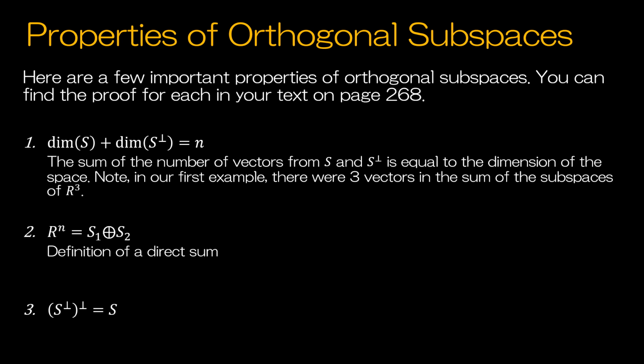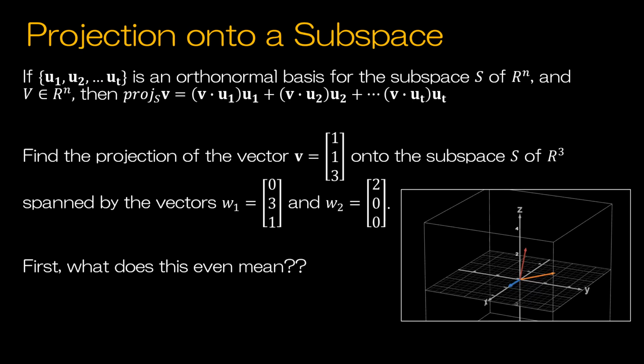Next, Rn is equal to the direct sum of S and S perp, which is just the definition of a direct sum. And then S perp perp is equal to S. What we're really trying to get to is a projection onto a subspace, and this will tie into finding the least squares analysis, or the least squares estimation.